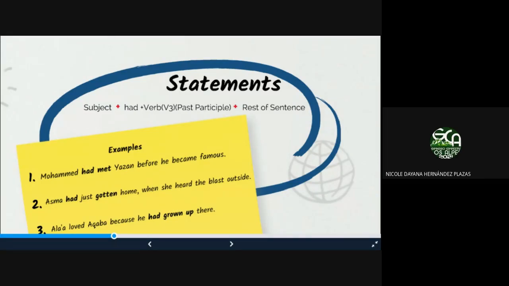Ready, my dears? Can we continue or not yet? Someone? Ready? Not yet? Something? Okay, we are going to continue because you are super quiet, okay? So this is the structure in affirmative: subject, then the auxiliary verb that is had for everything, and then the verb in past participle plus the complement.